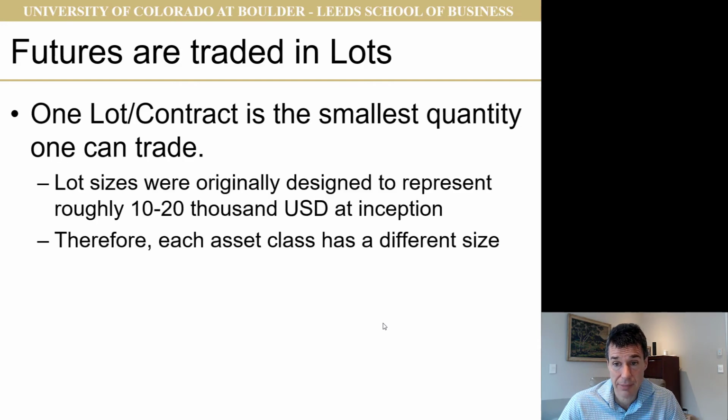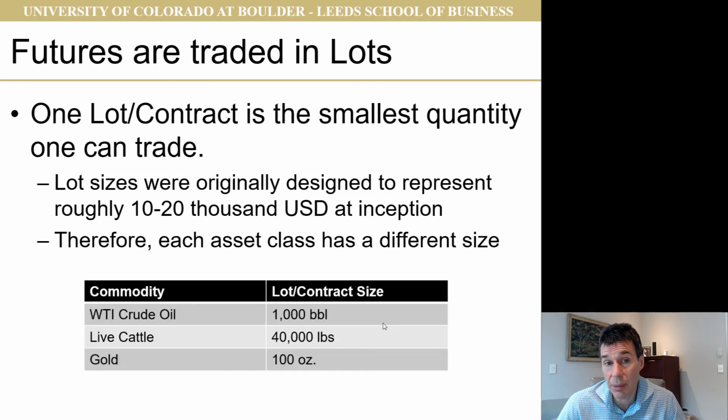Futures are traded in lots. So one lot is the smallest quantity that can trade. Now, lot sizes were originally designed to be roughly $10,000 to $20,000 worth of the commodity. But of course, if we created lots in the 1970s and now we're 50 years later, they're not really $10,000 to $20,000 anymore. So each asset class has a different size, a different lot. So WTI crude oil, West Texas Intermediate, is 1,000 barrels. Live cattle, 40,000 pounds. Gold, 100 ounces, and so on.